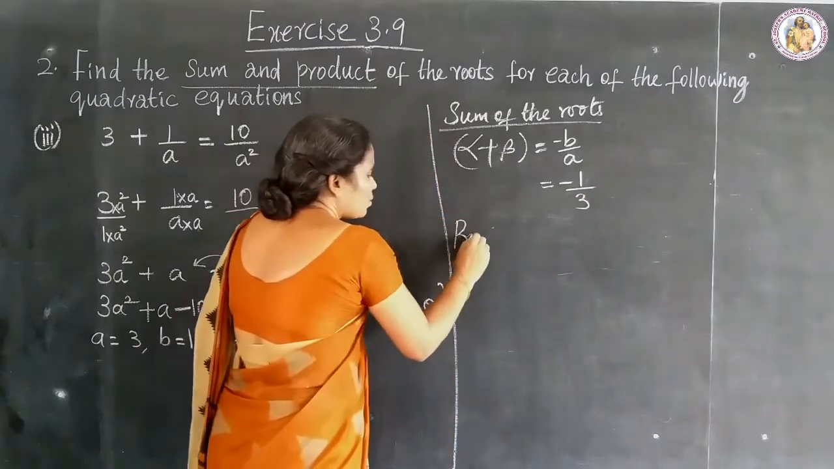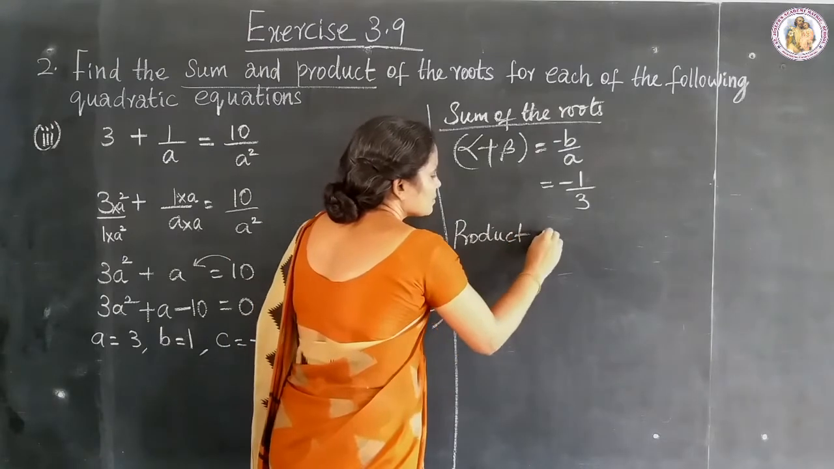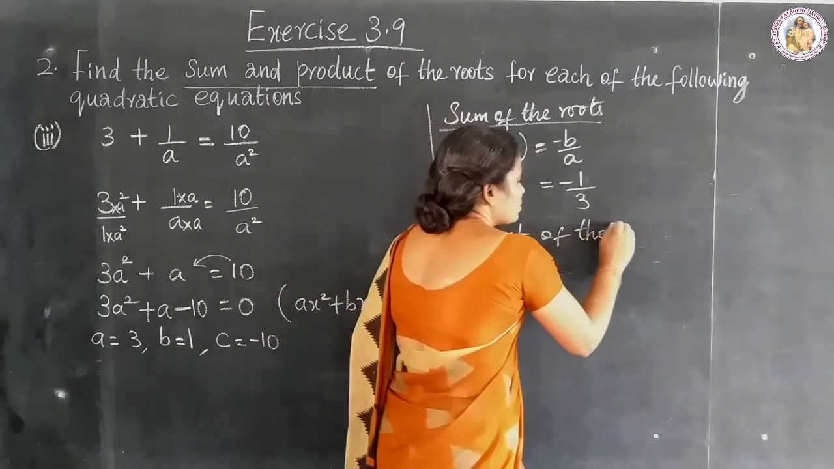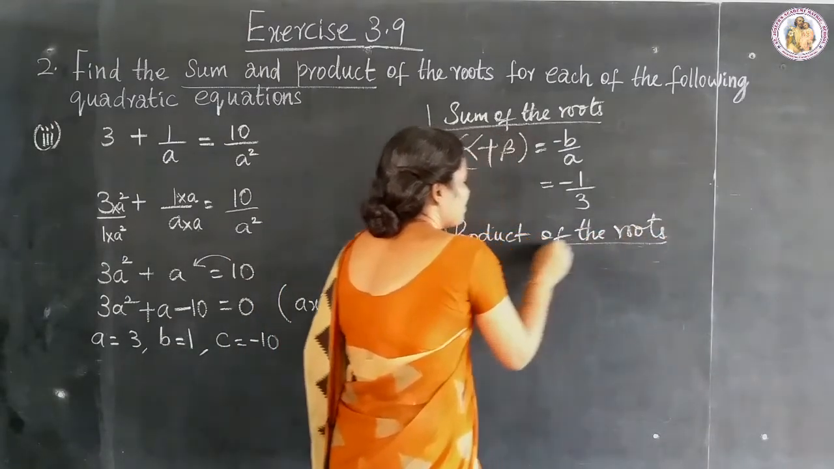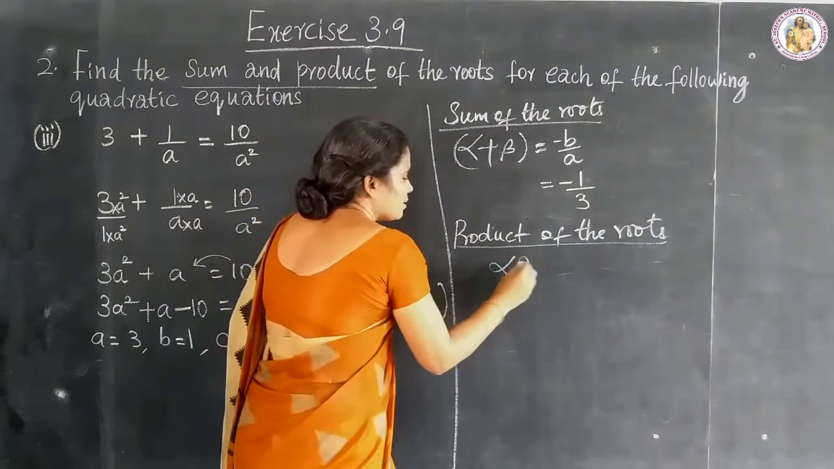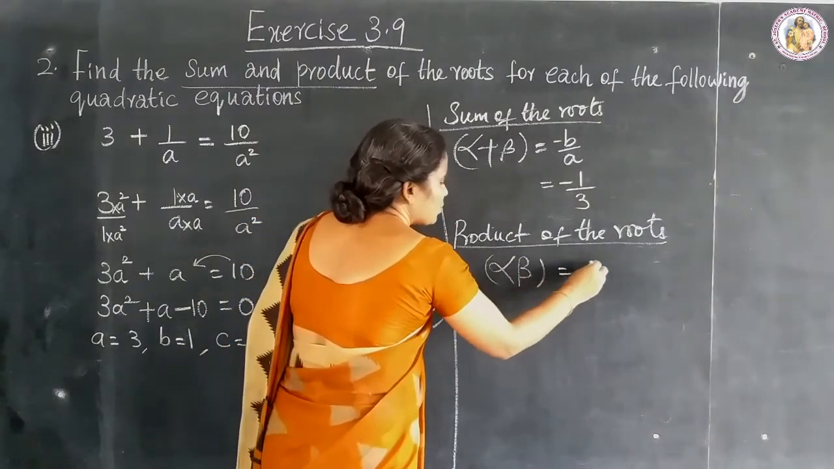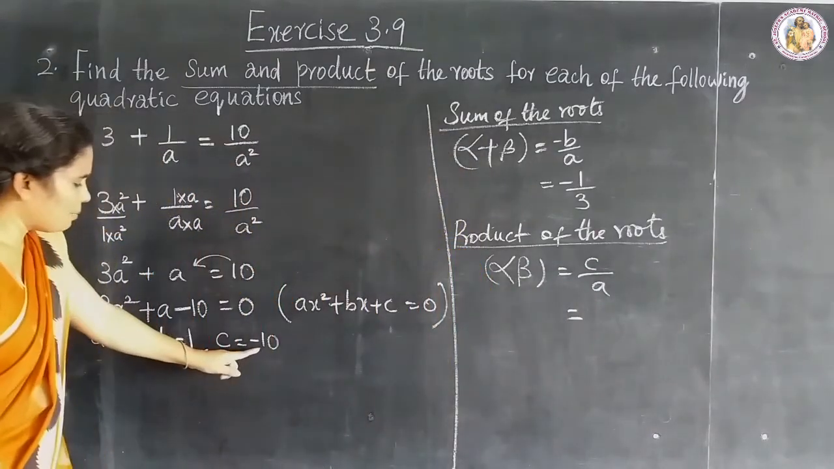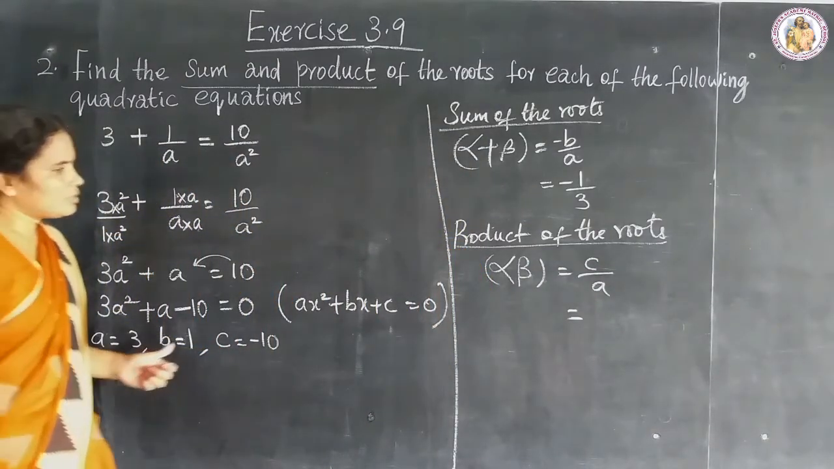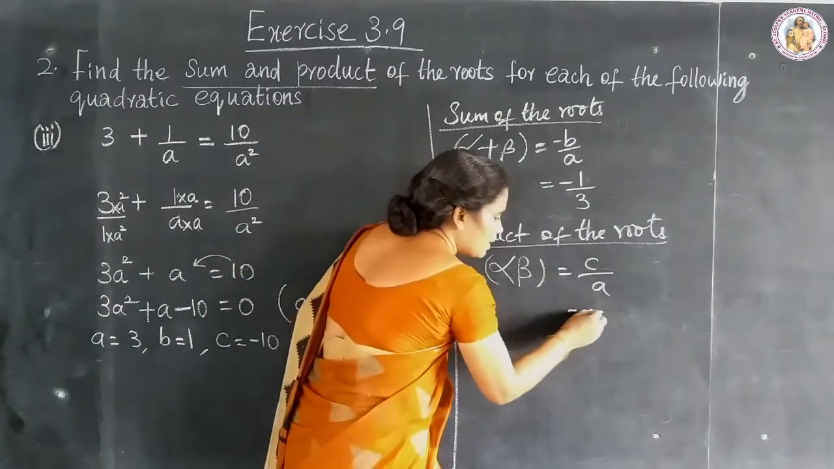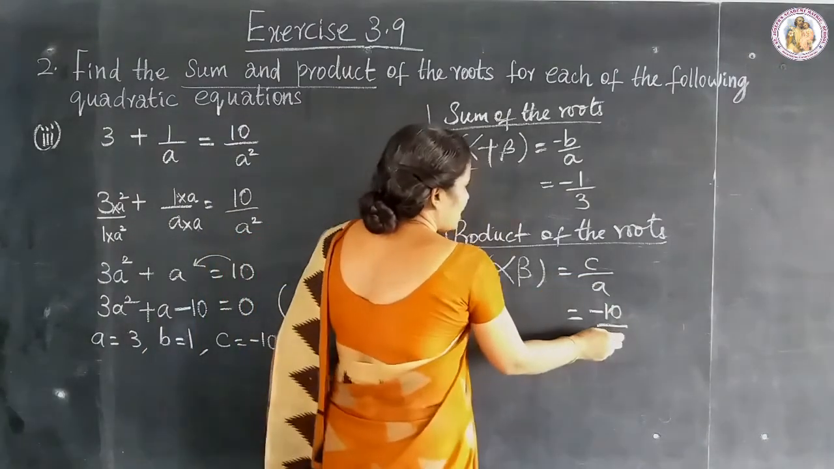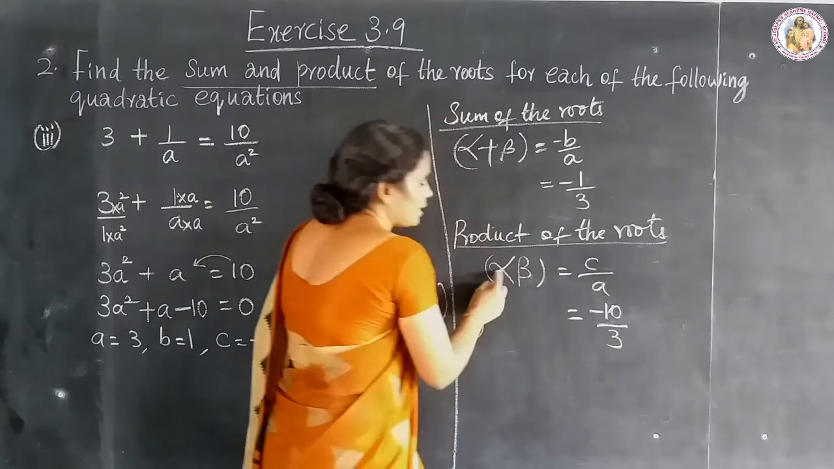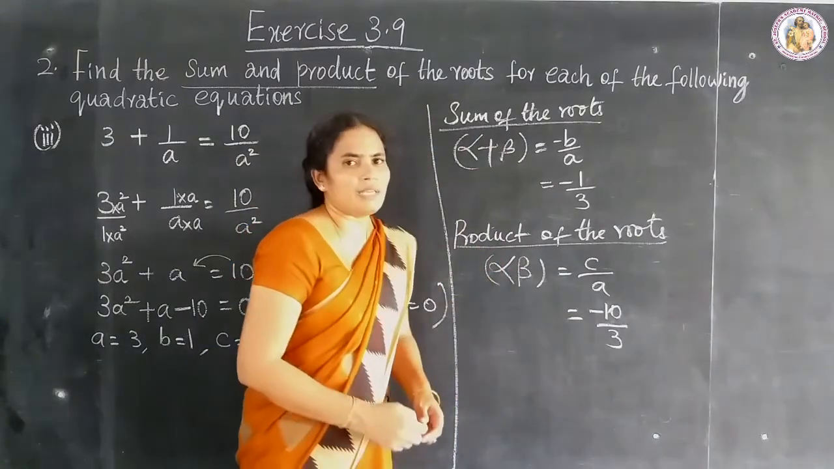Then product of the roots, alpha into beta, is equal to c by a. What is c? C is equal to minus 10 and a is equal to 3. So alpha into beta is equal to minus 10 by 3.